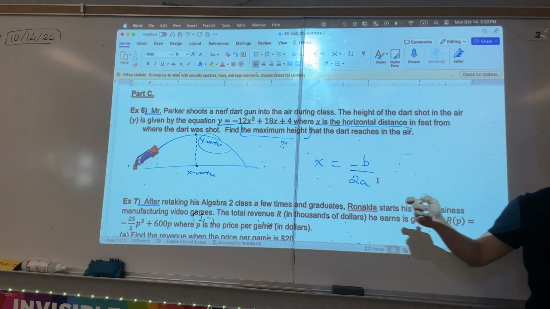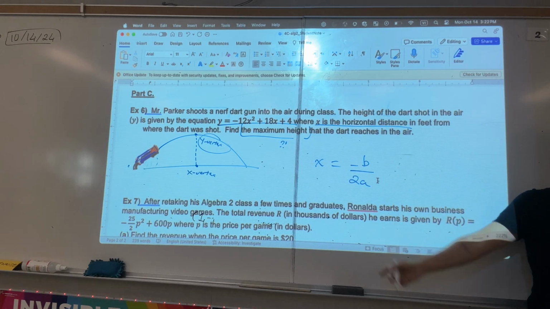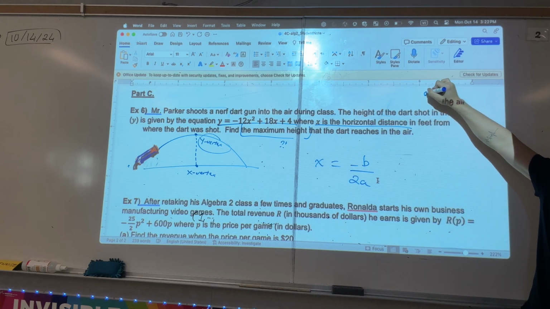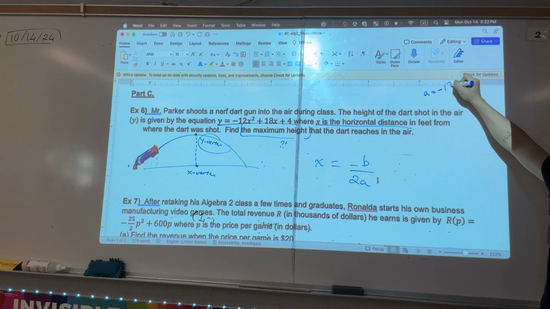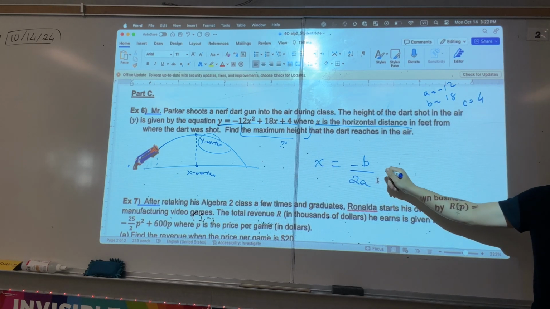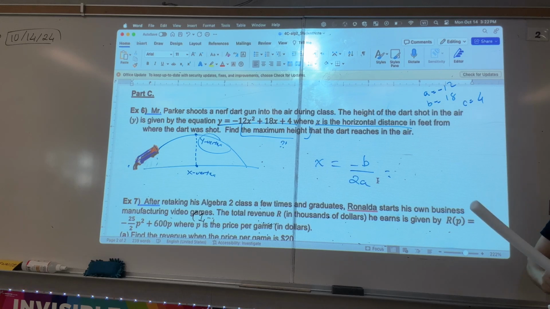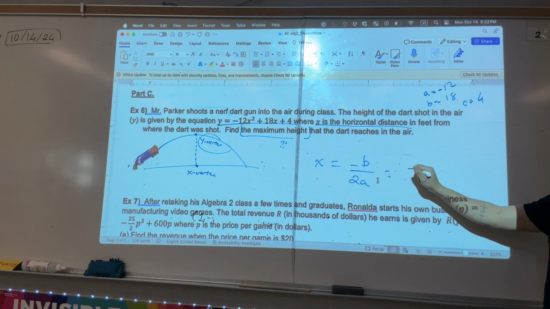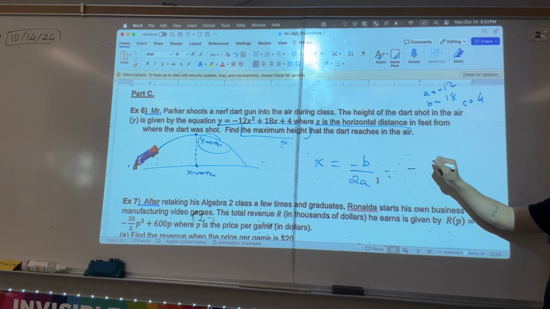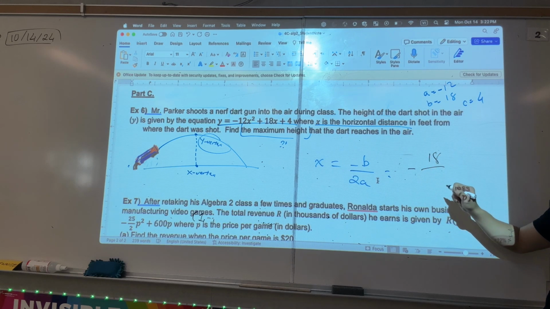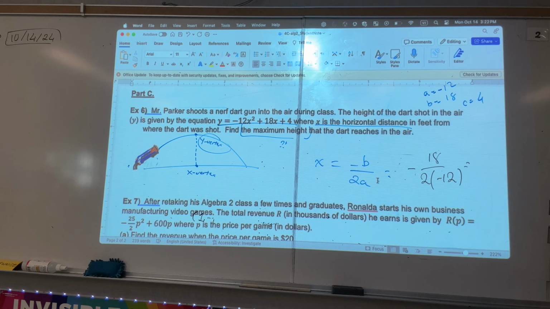How do you plug it in? What is A? What is B? What is C? A is negative 12. B is 18. C is 4. Now plug it in here. Joanna, you want to try? Tell me what to write. Negative 18 over 2 times negative 12. Very good. Again, you can use a calculator.